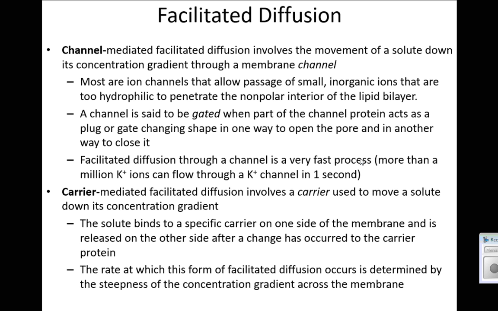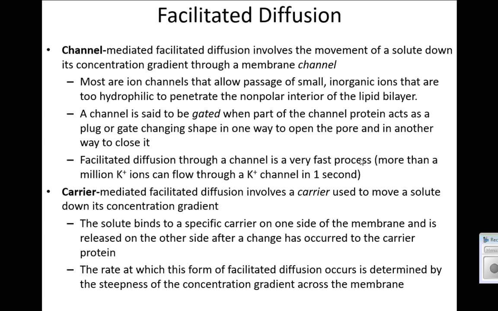There are specific ion channels for each one of those. Some of them have a gate, just like that doorway there that has a door covering it. They only open up in response to a specific stimulus. We're talking about ligand-gated channels. They open up when a chemical binds to it. Voltage-gated channels open up when a specific voltage inside the cell is met. This is a very fast process. Example there, more than 1 million potassium ions can flow through a potassium channel in 1 second. It's an incredible amount.